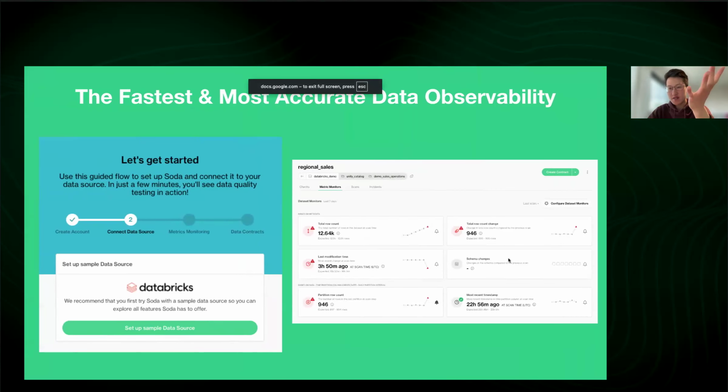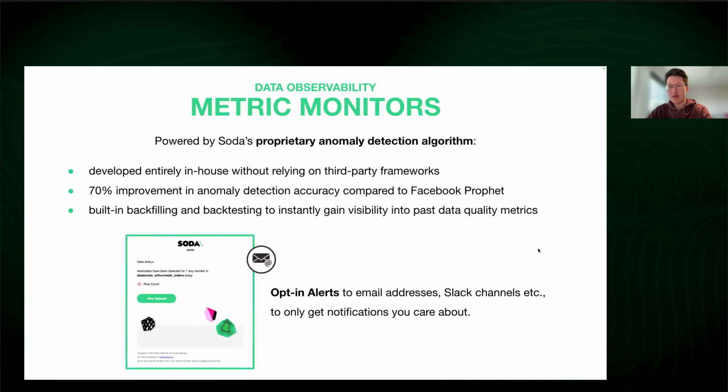So we have seen how fast, how accurate, how simple, and how scalable it is. And you'll probably be wondering what's going on behind the scenes. As mentioned, these metric monitors are powered with Soda's proprietary anomaly detection and machine learning algorithms. Some key facts about these algorithms: first and foremost, they've been developed entirely in-house. This gives Soda full control over the stack, and this ensures transparency, customization, and also explainability, which are very important as we understand when it comes to AI and machine learning.